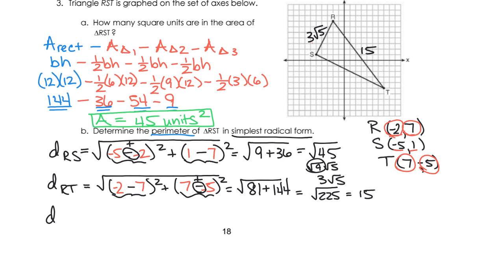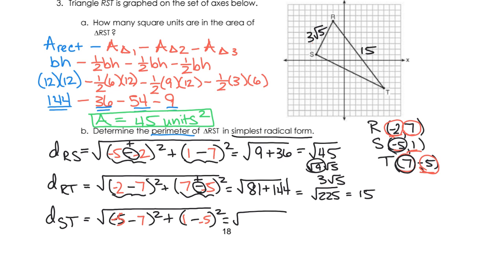Okay, we have one last side to find the length of before we can find the perimeter, and that's ST. S has coordinates, and we're going to use his x coordinate, which is -5 and 7. And then y coordinates are 1 and -5. All right. And clean this up a little bit.